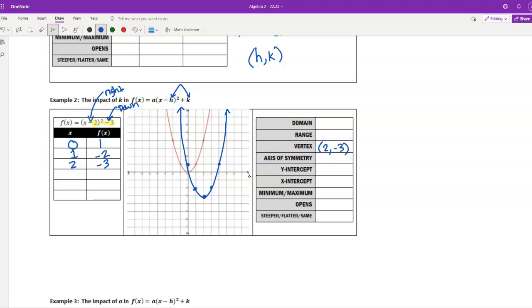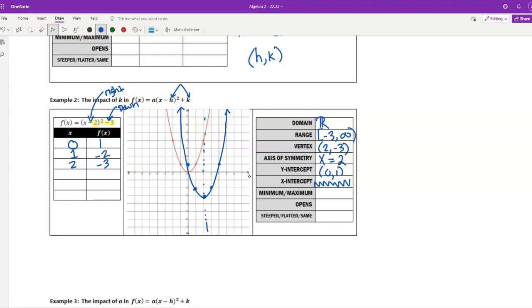So just from there, I was able to get my axis of symmetry, x equals 2. My domain is still the same. My range, the lowest value I go is negative 3, and I go off into infinity. My y-intercept is 0, 1. X-intercepts, you might have to just estimate for right now. I'm okay if we leave this blank. We're going to talk more about x-intercepts in the next section.